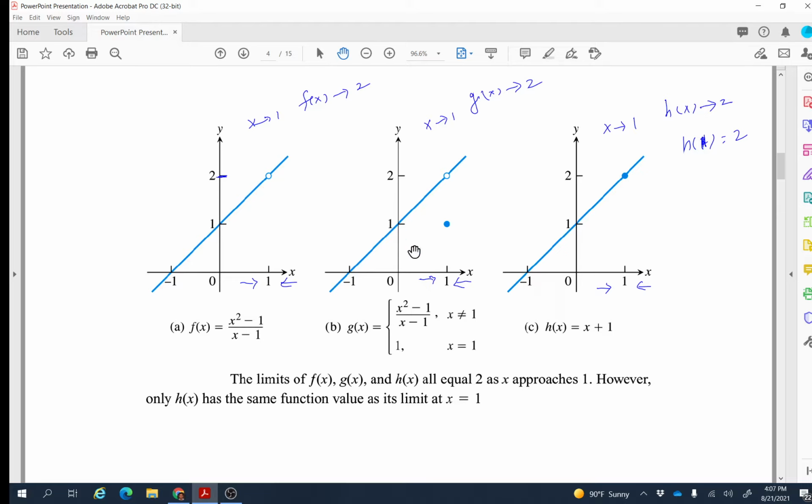For the first graph, the value of the function at 1 is undefined. For the second one, the value of the function at 1 is 1, which is different from the limit of the function. And for the third one, the value of the function and the limit of the function when x approaches 1 are exactly the same. So you might have three different situations where the limit might be different from the value of the function at that point.